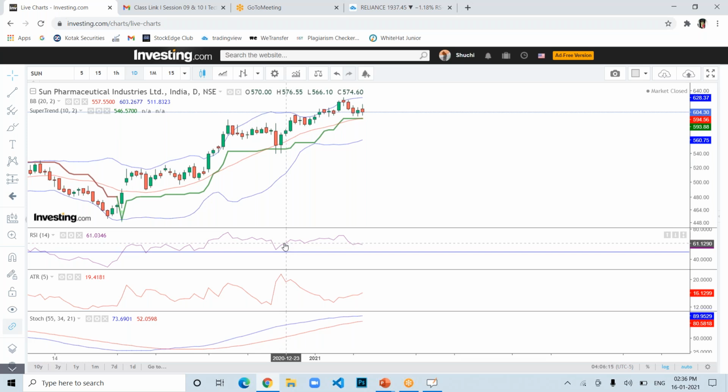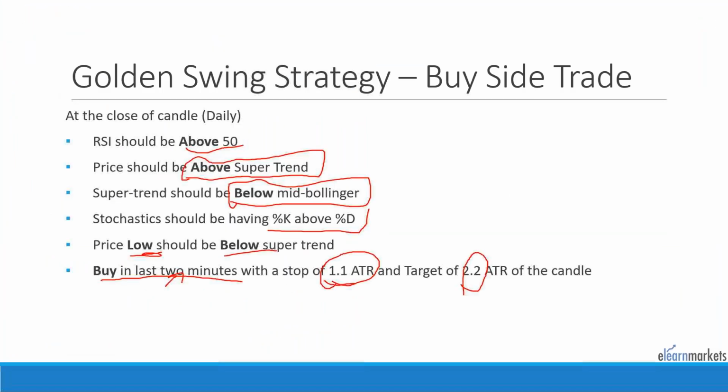Stochastic, the %K should be higher. That is, the blue line should be higher than the red line. It is there. The super trend should be below the mid Bollinger line. So red line is the mid Bollinger. The super trend is below the mid Bollinger. The price low should be below the super trend. So look at this candle. It has a low which is going below the super trend. Am I clear? ATR is average true range. This is used only to calculate your stop losses and targets.